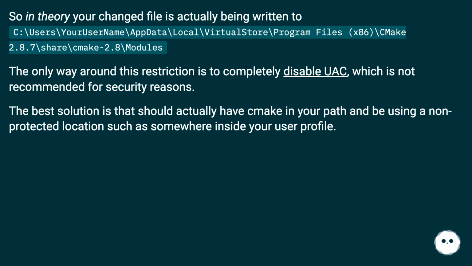The only way around this restriction is to completely disable UAC, which is not recommended for security reasons. The best solution is that you should actually have kmake in your path and be using a non-protected location such as somewhere inside your user profile.